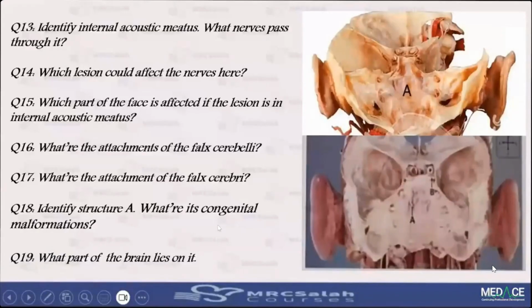What part of the brain lies on it? The occipital lobe. Not sure. The pons. Okay. What is the most aggressive type of glioma? The glioblastoma multiforme.